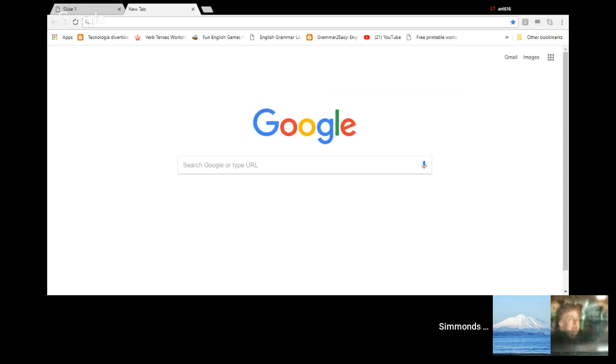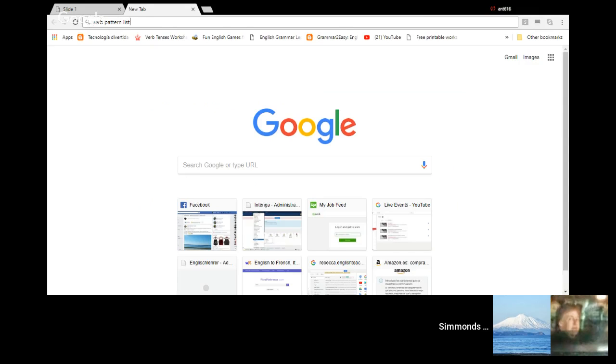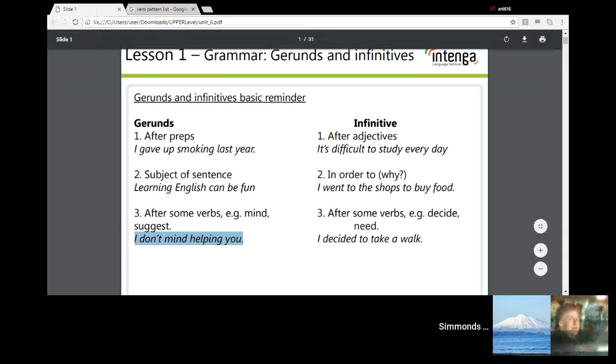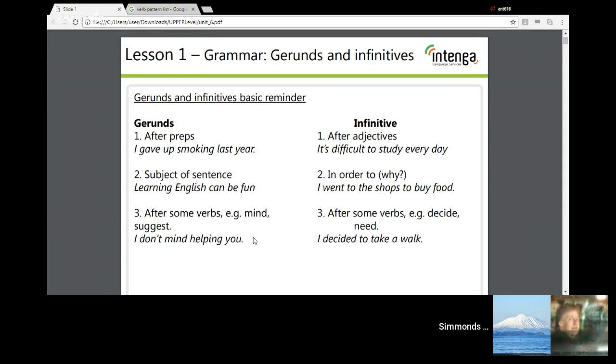And actually, if I say verb pattern list, okay, you do see that actually. Well, maybe I'll do that at the end of class, but I'm not sharing this. I'm not trying to advertise any other websites here. So anyway, I don't mind helping you.